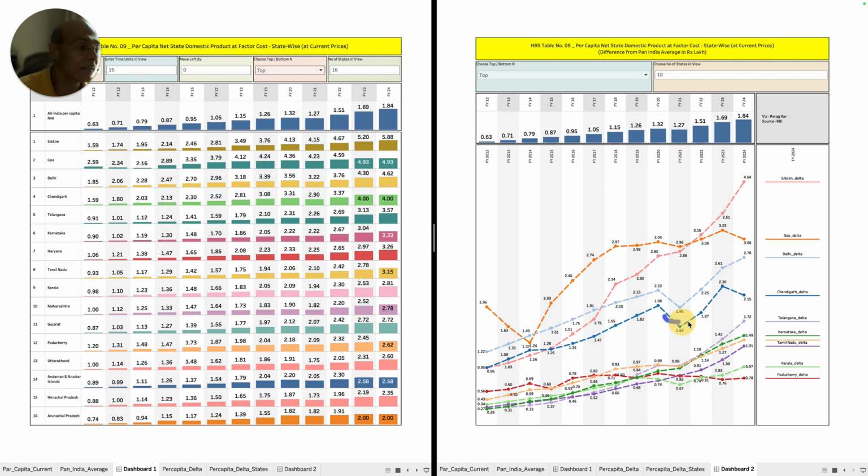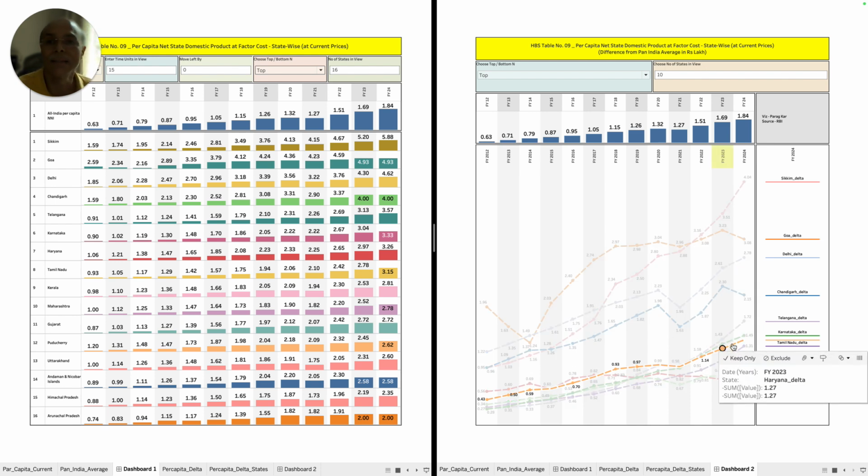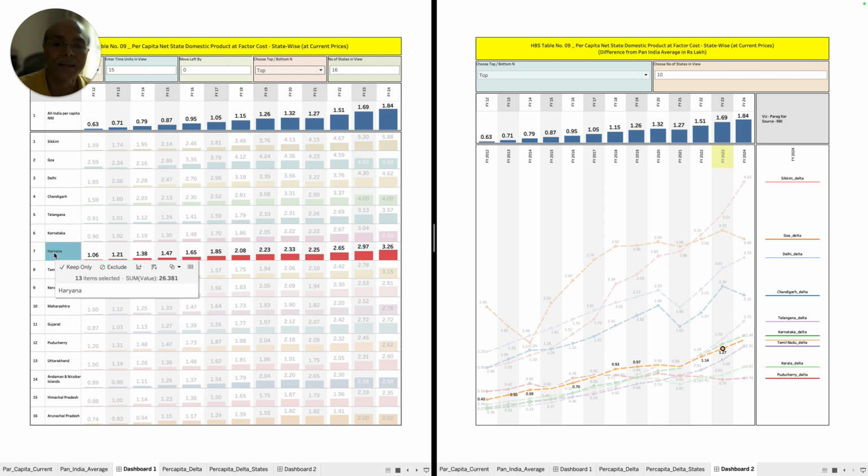Chandigarh, see Chandigarh numbers, right? And then we have Telangana, then Karnataka, and then Tamil Nadu, Kerala, Pondicherry, and maybe there is one more state which is not coming up. Let me just see what this state is. This is Haryana, right? Haryana is the 1, 2, 3, 4, 5, 6, 7. So here also you can see Haryana is 7, right? Haryana is the 7 here.